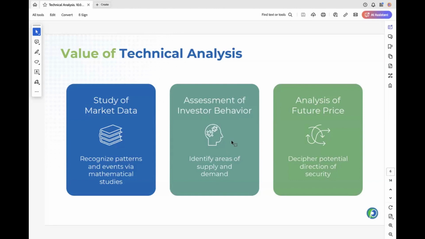And that moves on to investment behavior. Areas of supply and demand is terminology that we're going to use a lot. And that just means support and resistance. And we'll draw that on some charts so you can see exactly what that means.